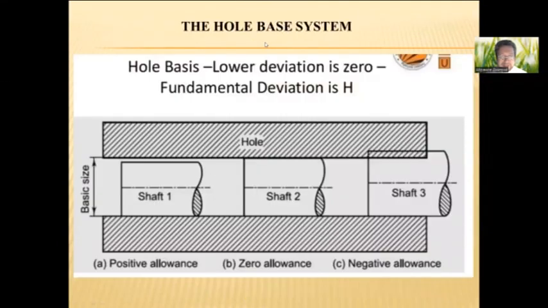The hole basis system: lower deviation is 0 and fundamental deviation is big H. And you can see first variant of the shaft, second variant of the shaft, and third variant of the shaft. You can see there is clearance in the fit, there is clearance equal to 0, and there is interference in the fit.